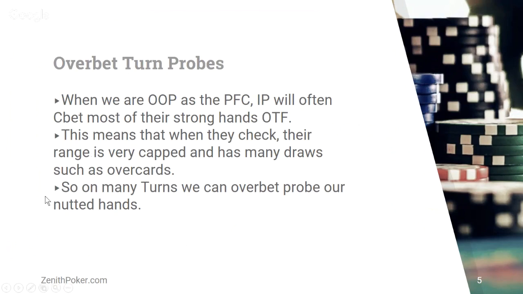All right, so that's overbet turn probes. Thinking about overbet turn probes, how can we use an overbet turn probe to exploit a weak opponent? We already discussed this probably, but if our opponent bets too many of their strong hands on the flop, when they do decide to check, their range is very capped, and so then we can overbet against them.